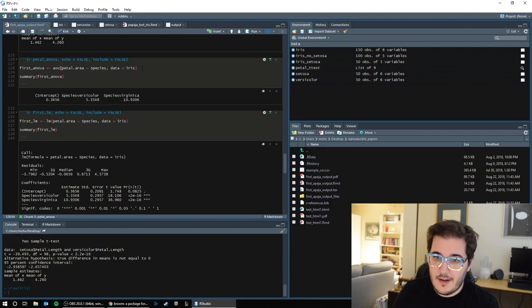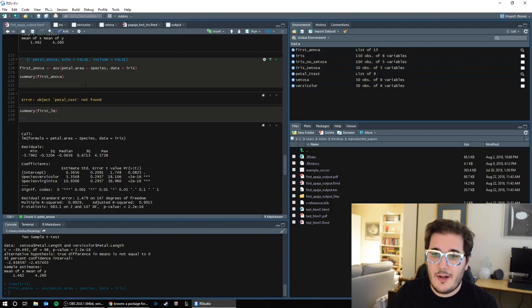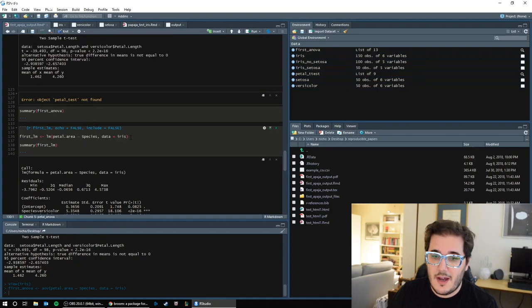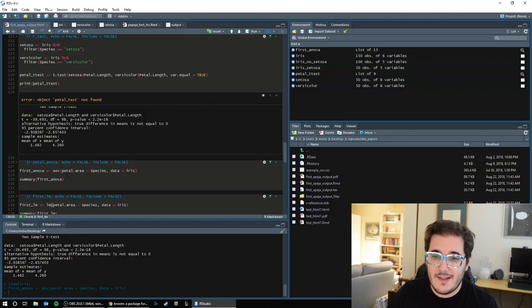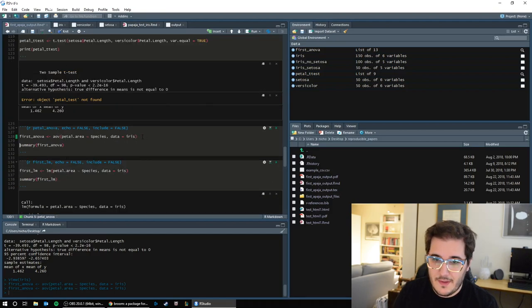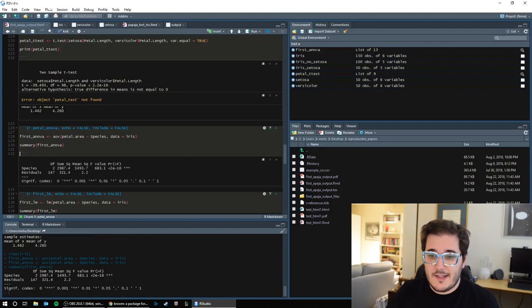So if we run that, we get petal underscore test not found. Why is it telling me that? I was in the wrong place. Here, I want this. Okay, so it ran, and if we hit summary, we get the summary output of our test right here. So we have our degrees of freedom. Remember, with ANOVA, you record two degrees of freedom, your degrees of freedom within and your degrees of freedom between. So you have 2 degrees of freedom for species, and 147 degrees of freedom as your residuals.